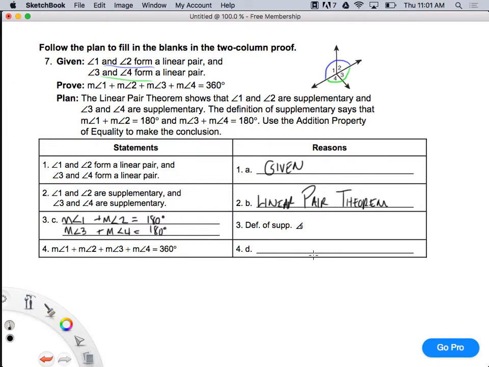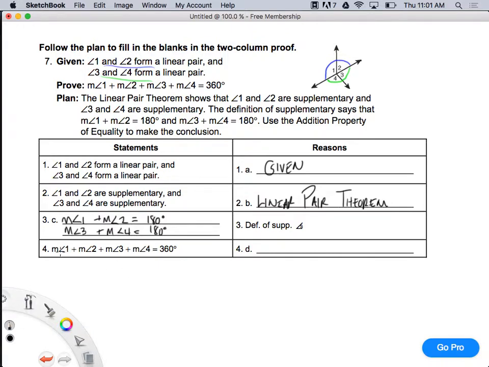Yes, sir? So how'd you get the linear pair theorem? Because that's what the linear pair theorem says. If two angles form a linear pair, then they're supplementary. So that's what the reason is. Does that make sense? And you just have to know what the linear pair theorem is. That's one of the tools that we have in our toolbox.